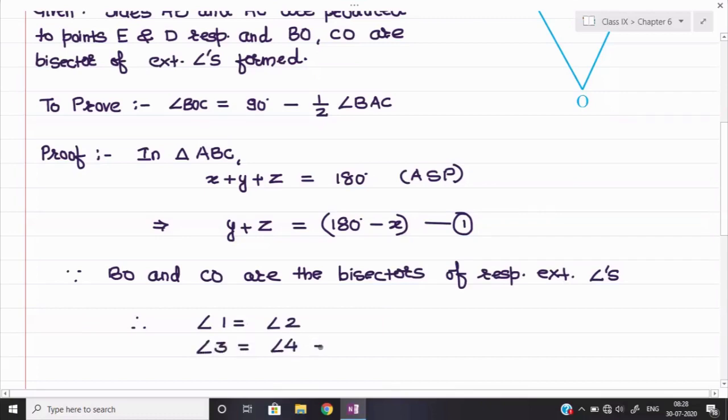Now angle 1 and angle 2 are equal. I will take its common value as A, and angle 3 and angle 4 are equal. Its common value I will take as B. So here I will say this I need to suppose C, and this is my equation number second and equation number third.